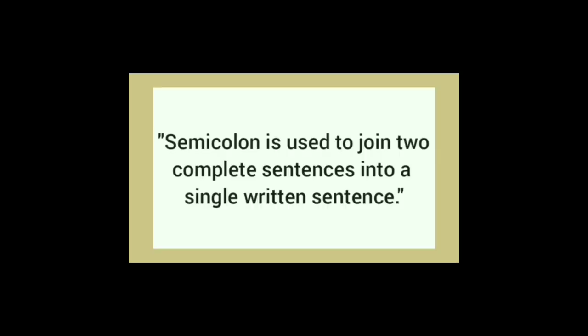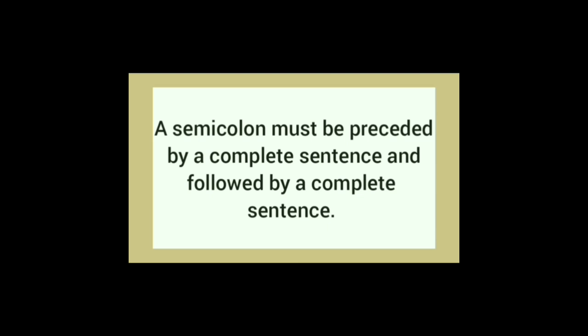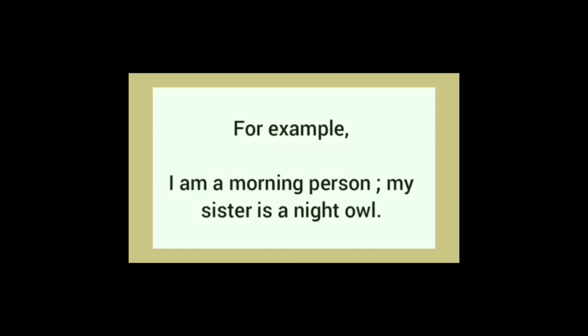Colon and semicolon. Semicolon is used to join two complete sentences into a single written sentence. A semicolon must be preceded by a complete sentence and followed by a complete sentence. For example, I am a morning person; my sister is a night owl. In this example, both the sentences are complete sentences, so we joined them by semicolon.